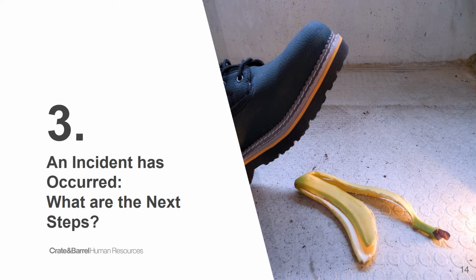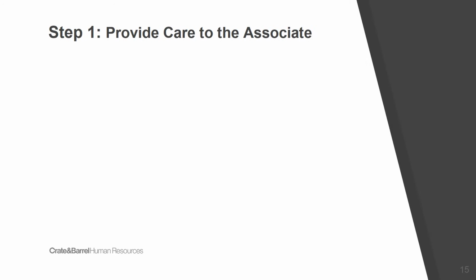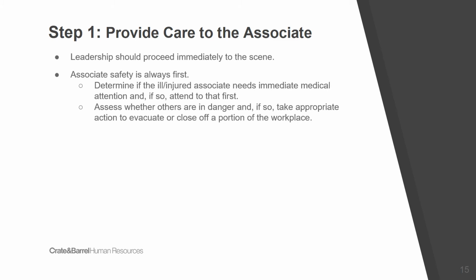Section 3. An incident has occurred. What are the next steps? When an incident occurs at your location, it is important to make safety the first priority. When an incident occurs, proceed with the following steps. Proceed to the scene and determine if the associate needs immediate medical attention. If so, attend to that first.